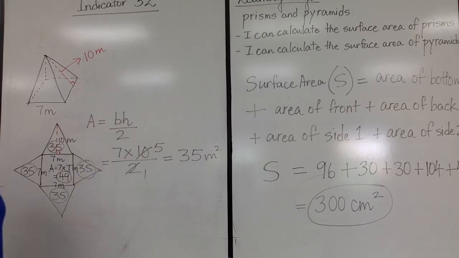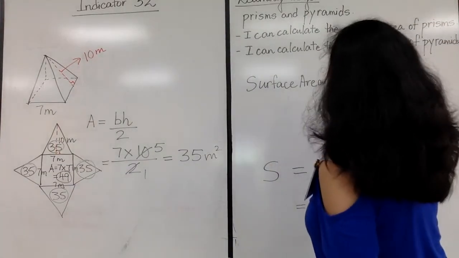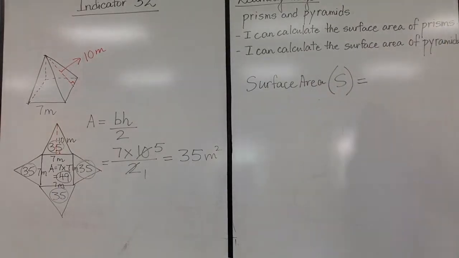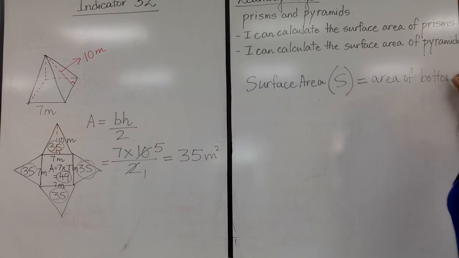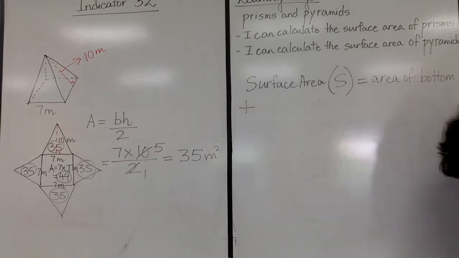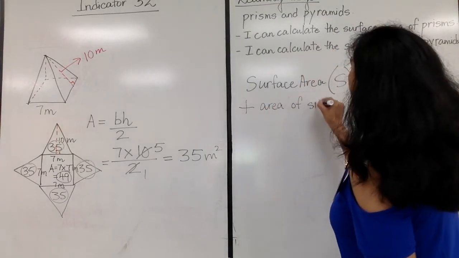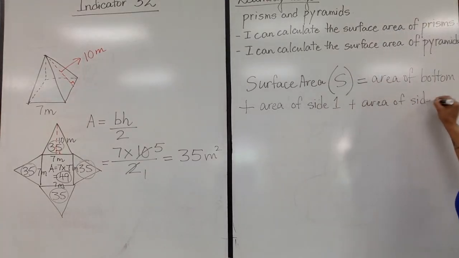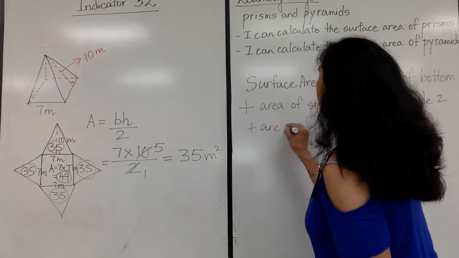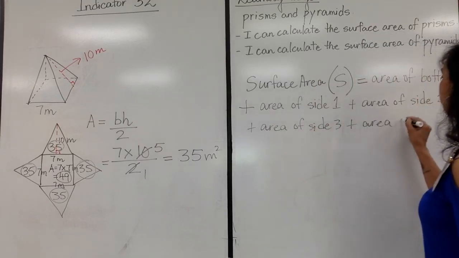Now, when you're finding the surface area, remember there are 5 faces. You have the square bottom and you have the 4 sides over here. So surface area, in this case, you're going to have the area of bottom plus area of side 1 plus area of side 2 plus area of side 3 and the last one, area of side 4.